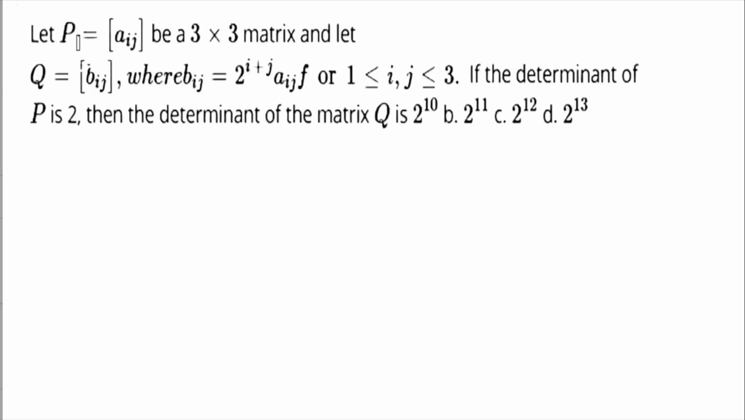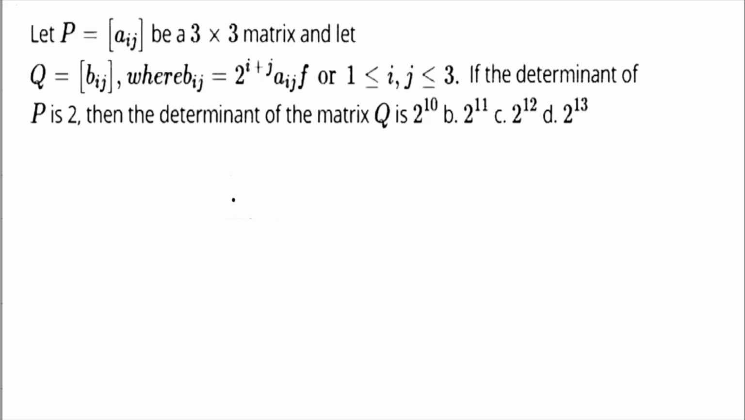The question is: let P equal to Aij be a 3 by 3 matrix and let Q equal to Bij, where Bij is equal to 2 raised to power i plus j into Aij for 1 less than or equal to i, j less than or equal to 3. If the determinant of P is 2, then the determinant of the matrix Q is: option A is 2 raised to power 10, option B is 2 raised to power 11, option C is 2 raised to power 12 and option D is 2 raised to power 13.